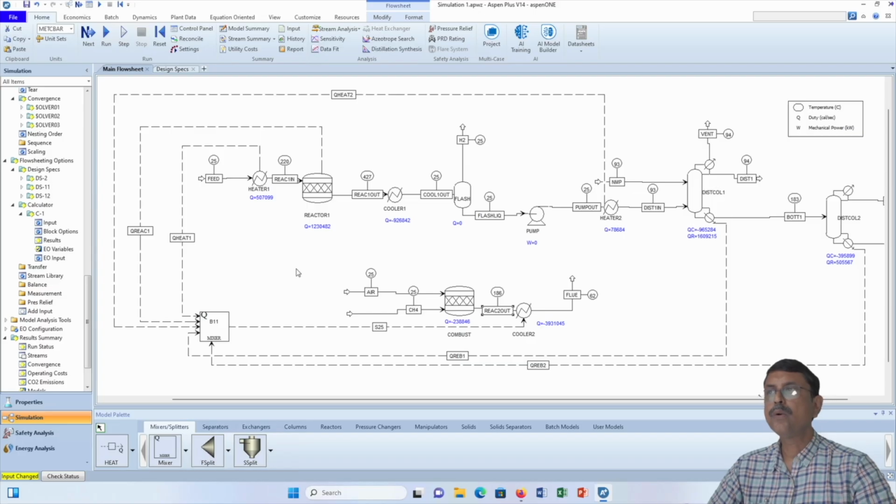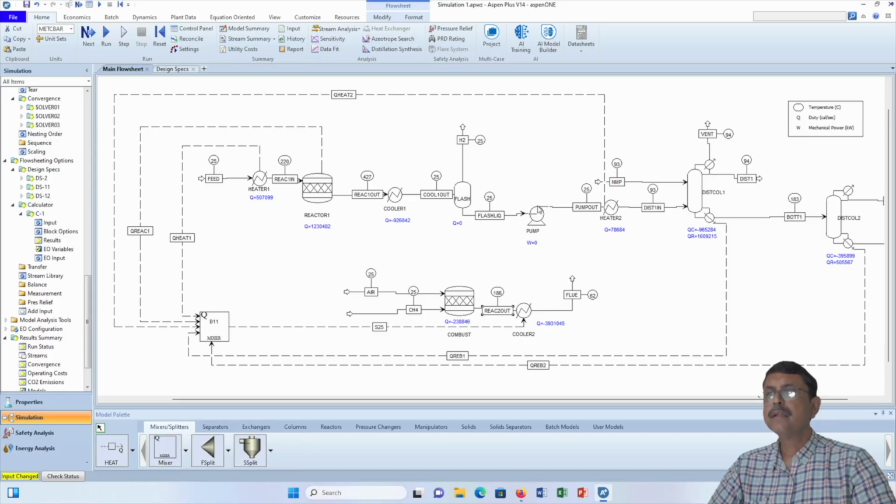Now let us inspect the whole process plant and take some heat recovery measures. Here we find that we are using a heater which is increasing the temperature from 25 to 220 degrees centigrade, whereas this stream is losing heat from 427 degrees to 25 degrees centigrade. So why can't we use this stream to preheat this feed stream before it goes into the reactor? That way we can save some energy over there.